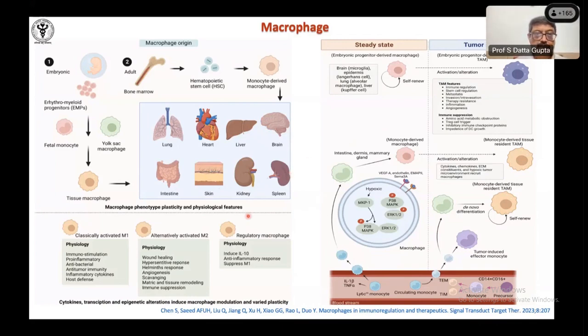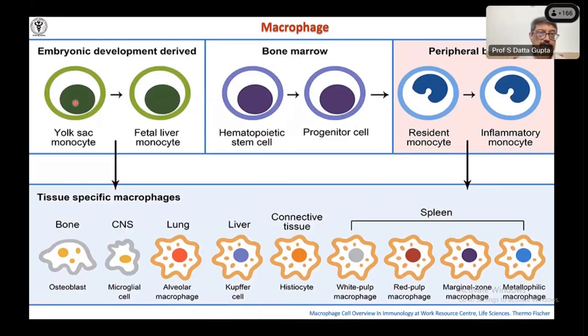Now, this is very important to note, okay? Then we'll come to the different types. So, you have the embryonic dendritic macrophages. They're mainly tissue-specific. They go into the bone as osteoclasts, microglial cells, alveolar macrophages, Kupffer cells, histiocytes, white pulp, red pulp, littoral cells, and so on and so forth.